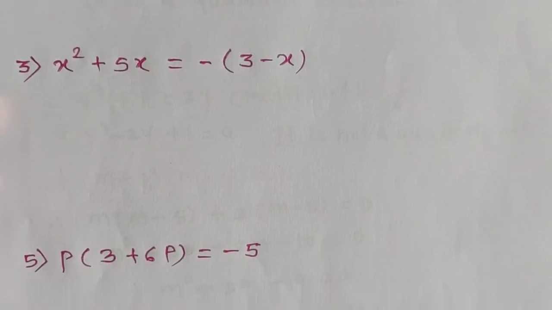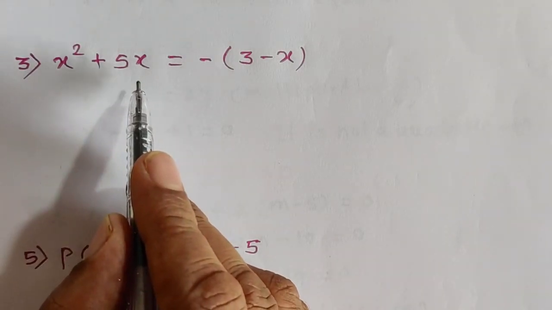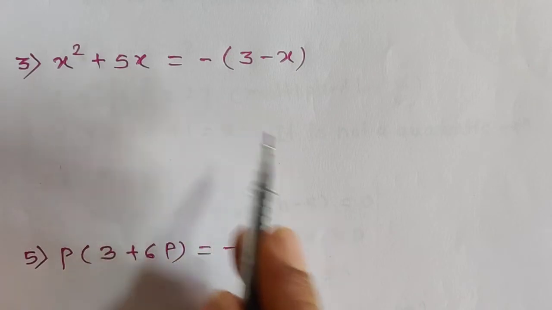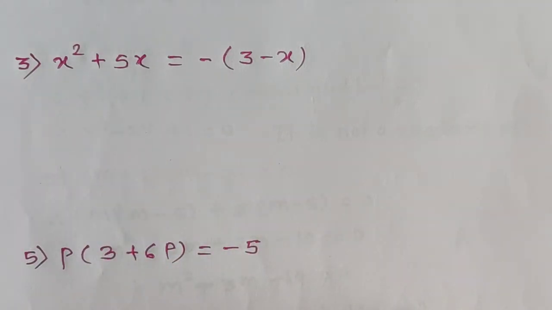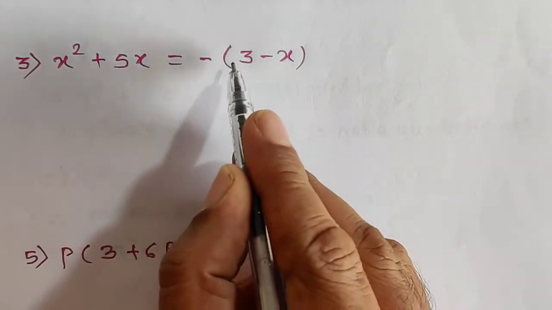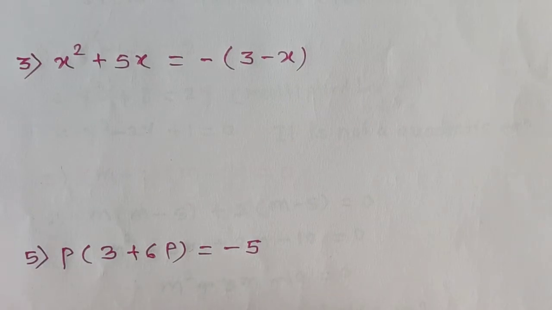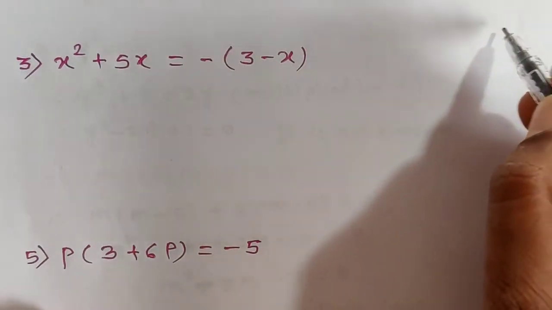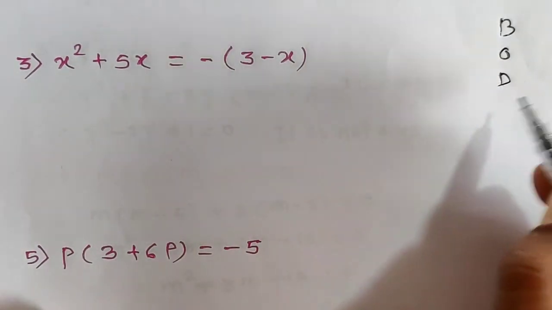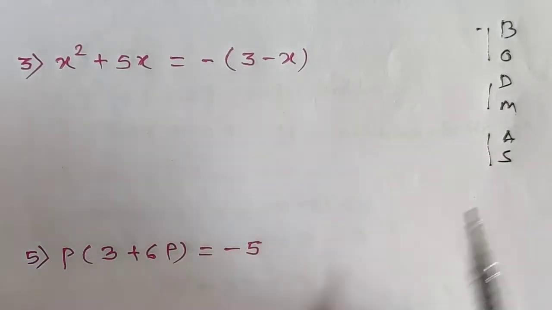In this third sum, what is given? x square plus 5x is equal to minus 3 into bracket, minus 3 minus x? So x square plus 5x is equal to minus 3 into (x - 3)... You know the simplification rule, that is called the BODMAS rule. First we have to open the brackets. What is the meaning of BODMAS? First open the bracket, then division, multiplication, and addition, subtraction.